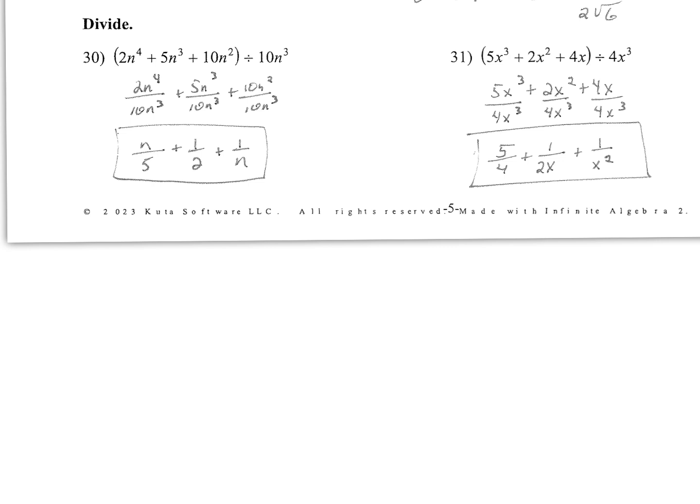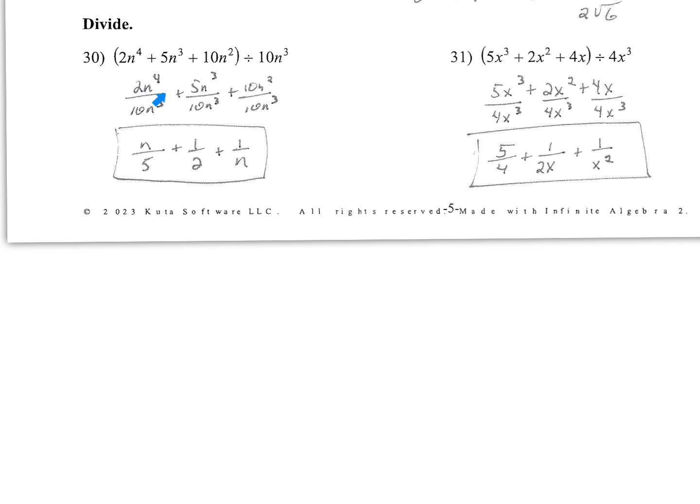Okay, so in this last section of the review for the parabolas test and long division / synthetic division test, that's what we're going to look at, the division part. All right, so for number 30, we have 2n to the fourth plus 5n to the third plus 10n squared, all being divided by 10n to the third.